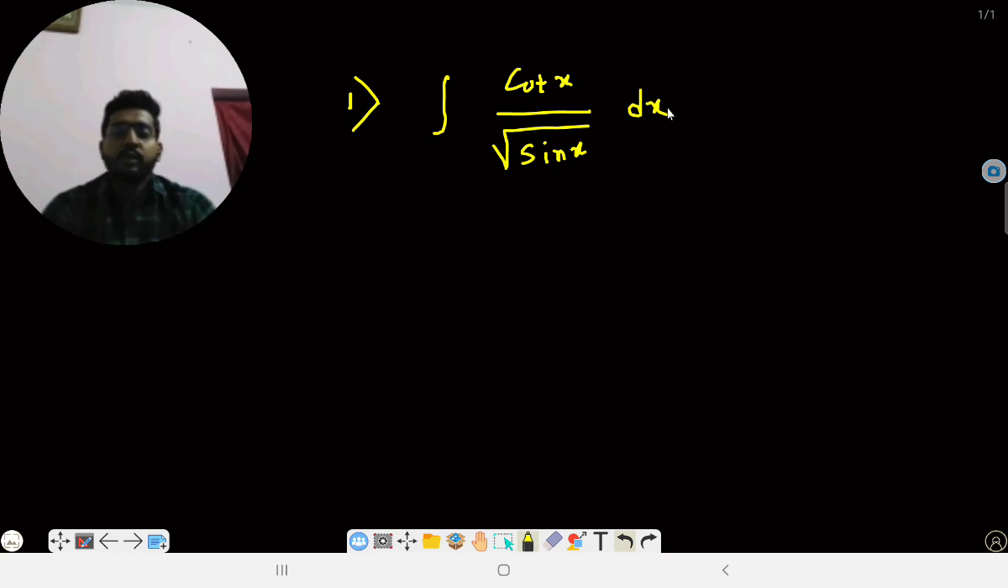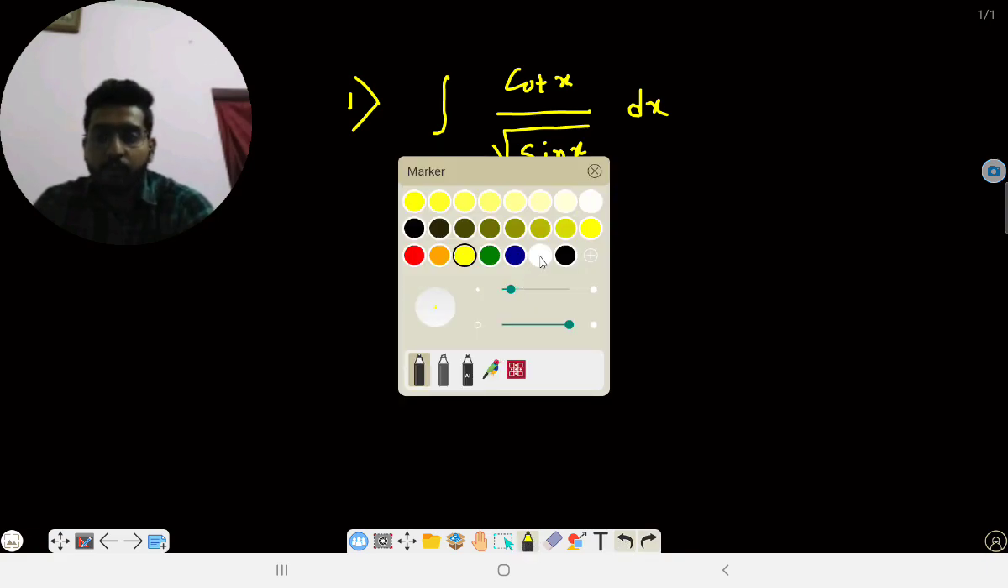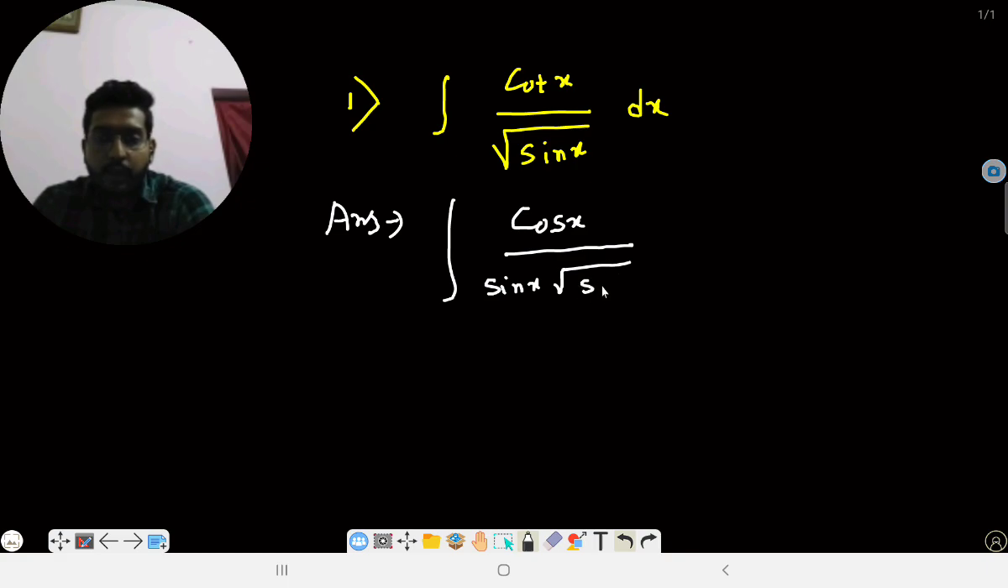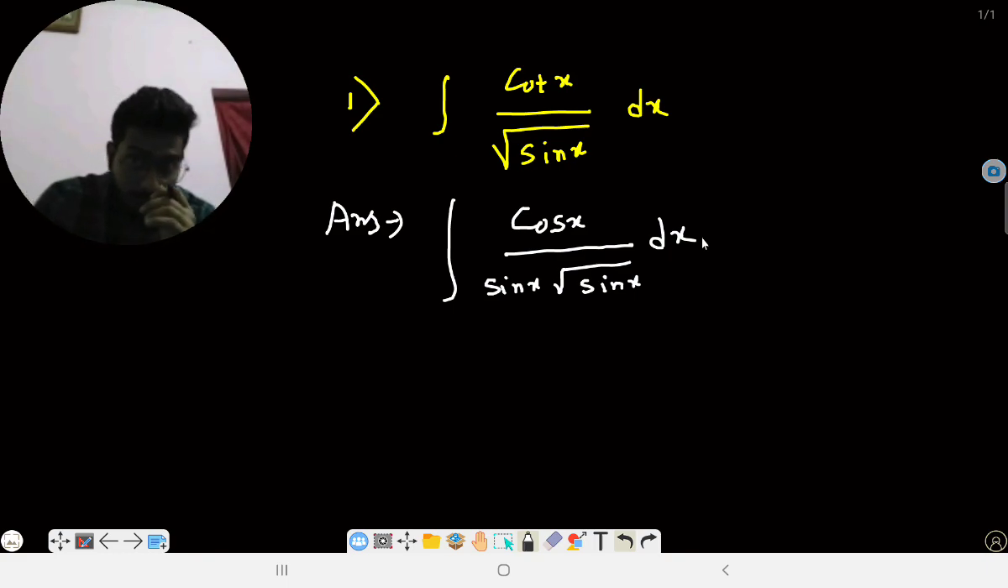So the question is like this: integration of cot x by root over of sin x dx. So this is the first one. Now how to find the integration of this one? Now for this one, look at this. This is cot x. Now we know cot x can be written as cos x by sin x, and here is root sin x dx, like this. Okay, so it is given cot x by root sin x, and you can see cot x can be written as cos x by sin x.